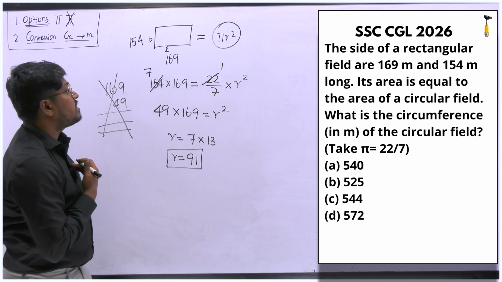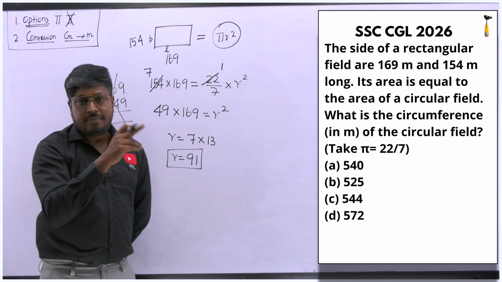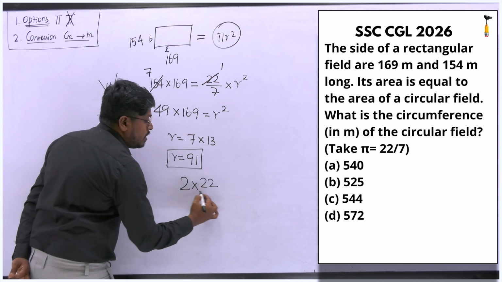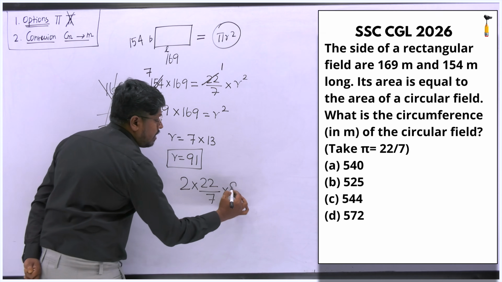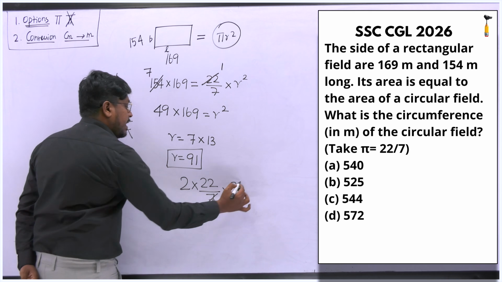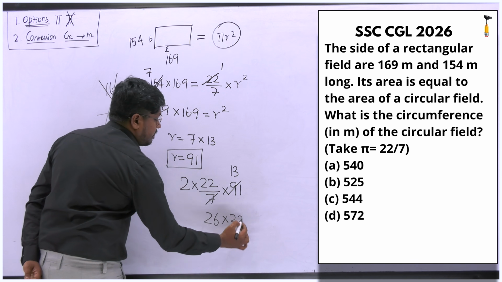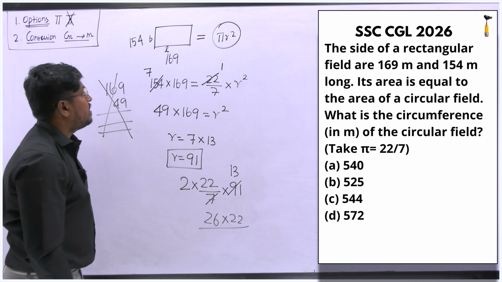Now according to the question, our target is to find the circumference of the circle. Circumference of the circle will be 2 pi r. So 2 into 22 by 7 into r, which is 91. So we can cancel it. The resultant will be 13. So 26 into 22, which will be the answer for this question, right?